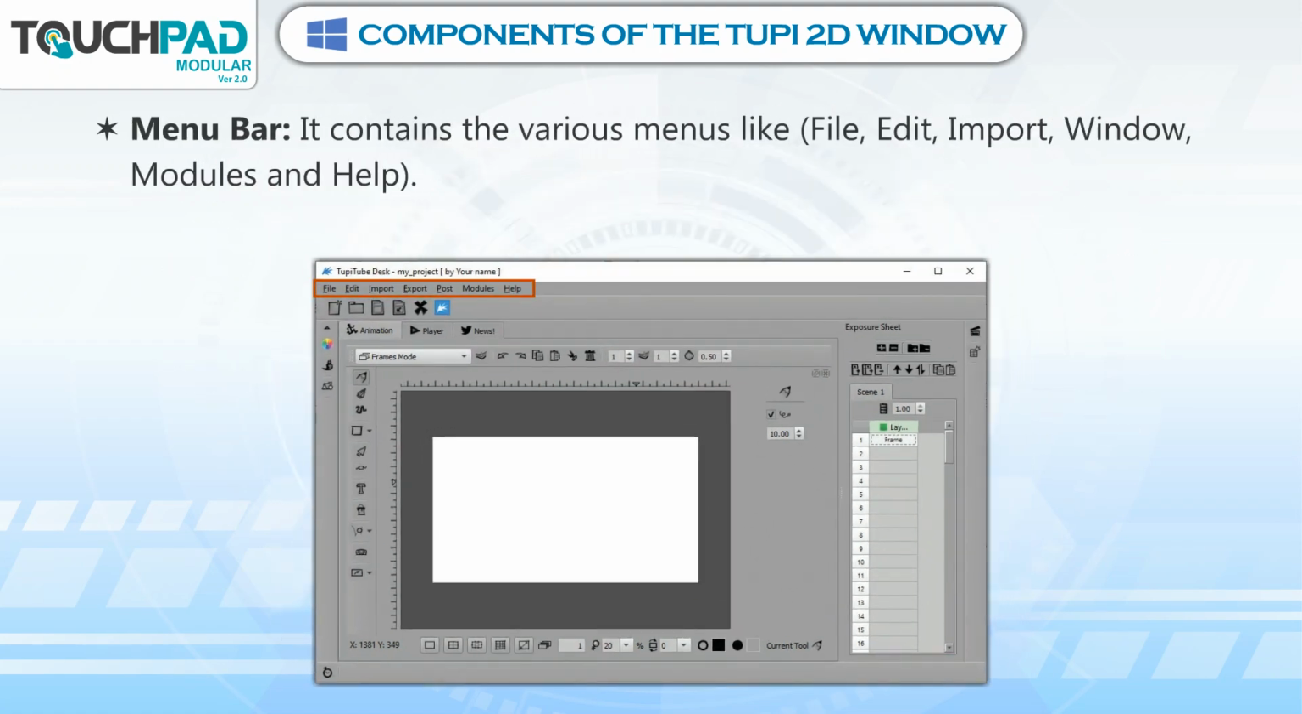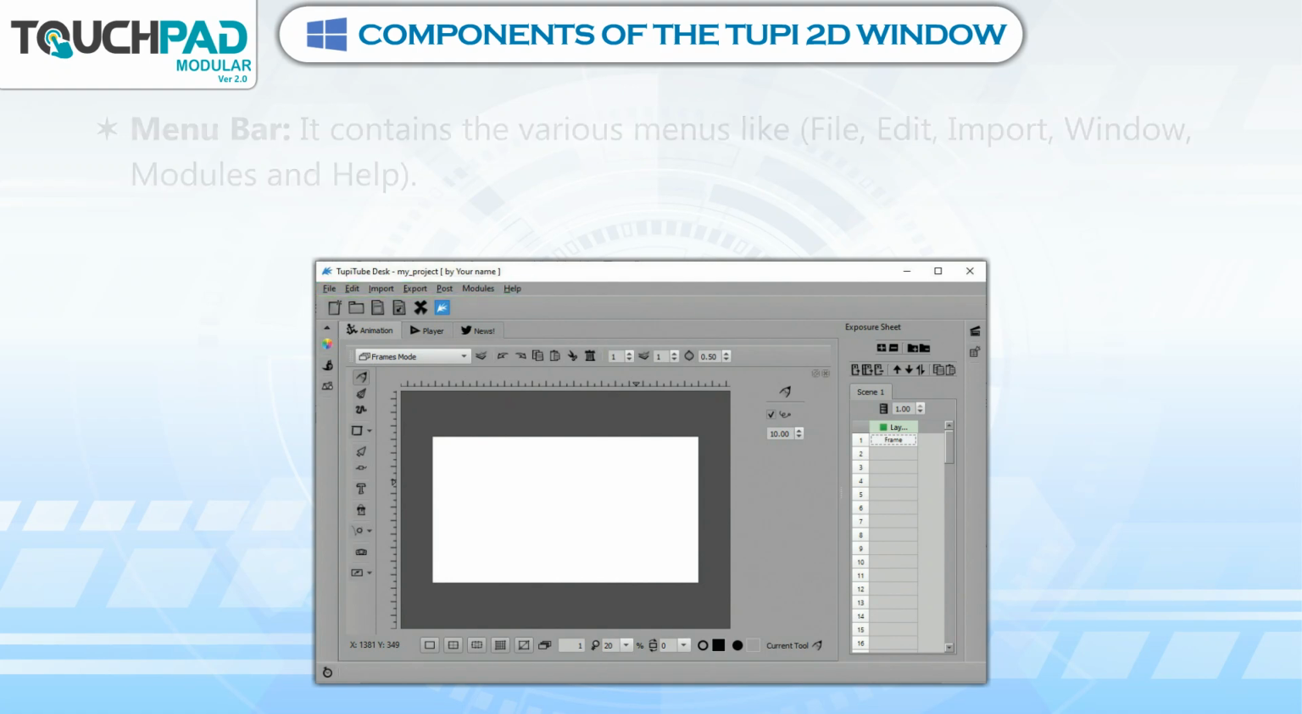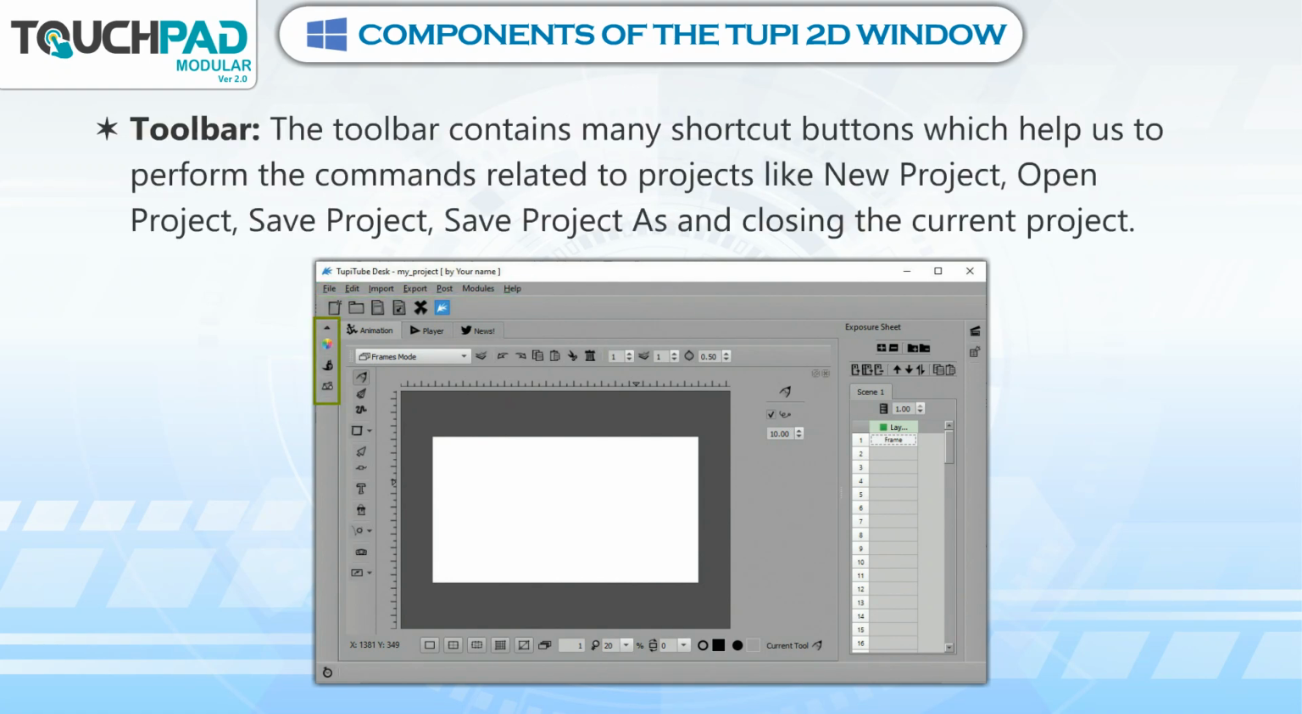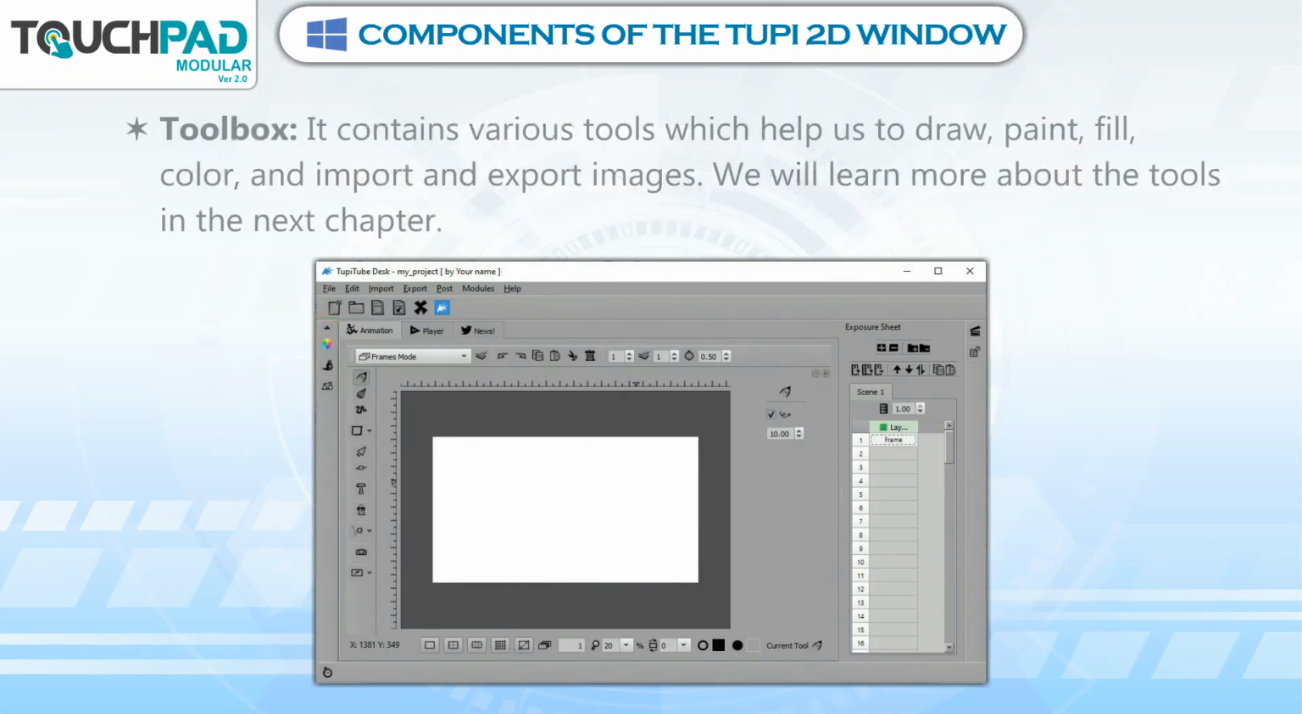Menu bar. It contains the various menus like File, Edit, Import, Window, Modules, and Help. Toolbar. The toolbar contains many shortcut buttons which help us to perform the commands related to projects like New Project, Open Project, Save Project as, and closing the current project.